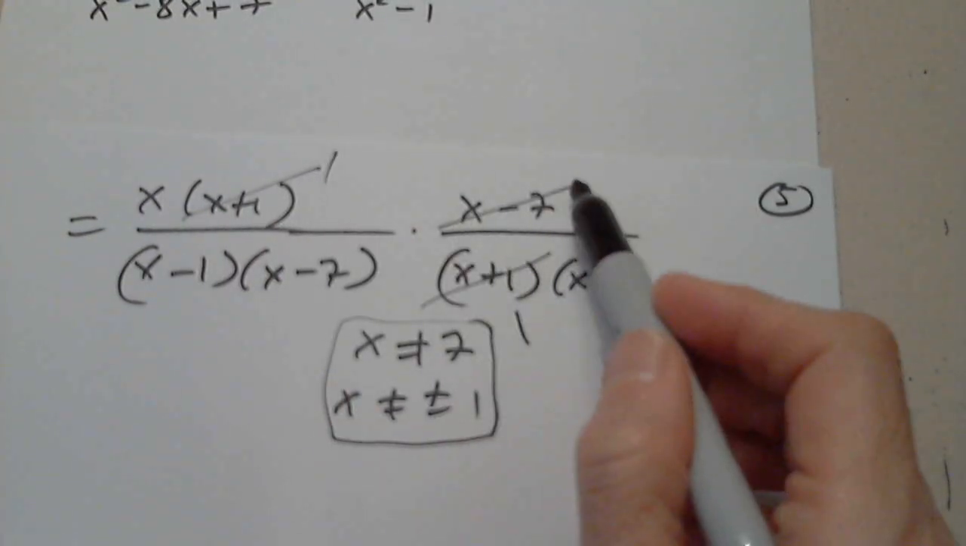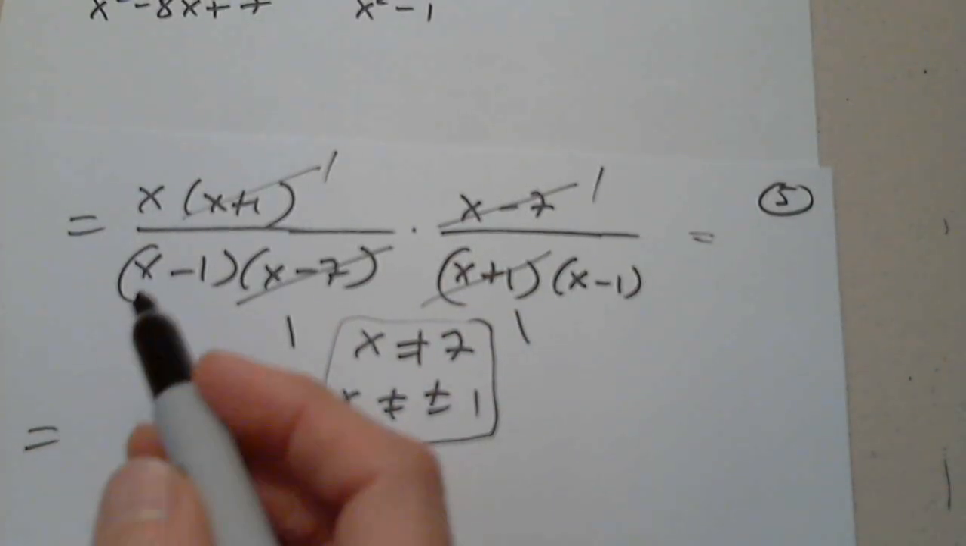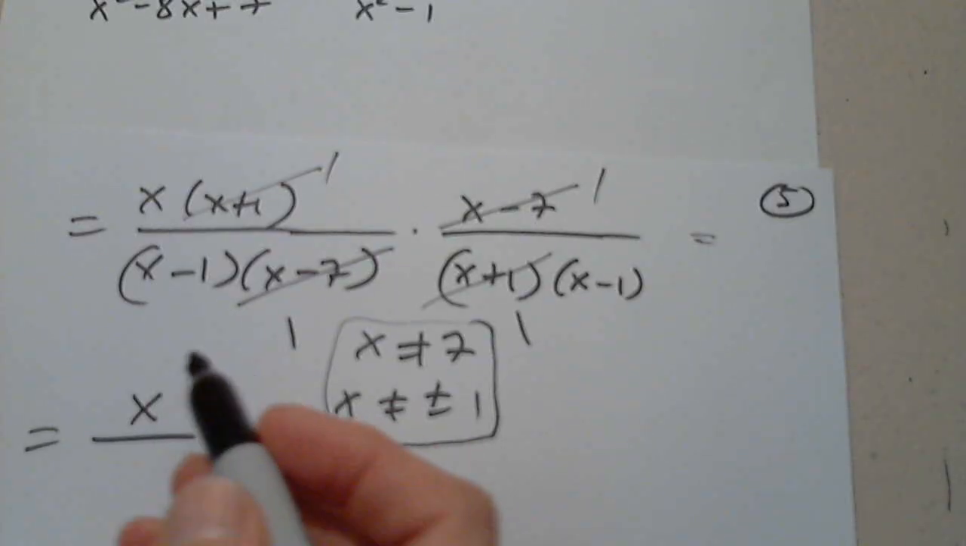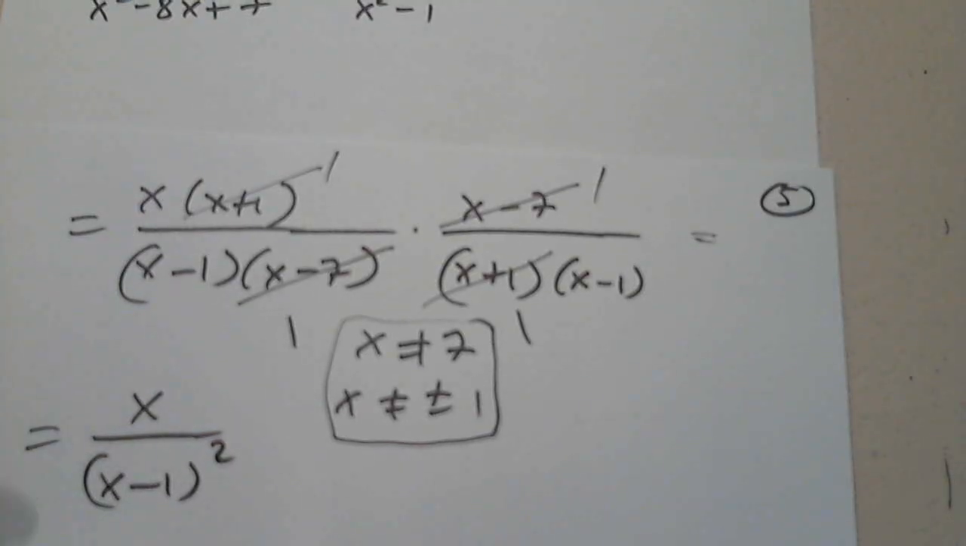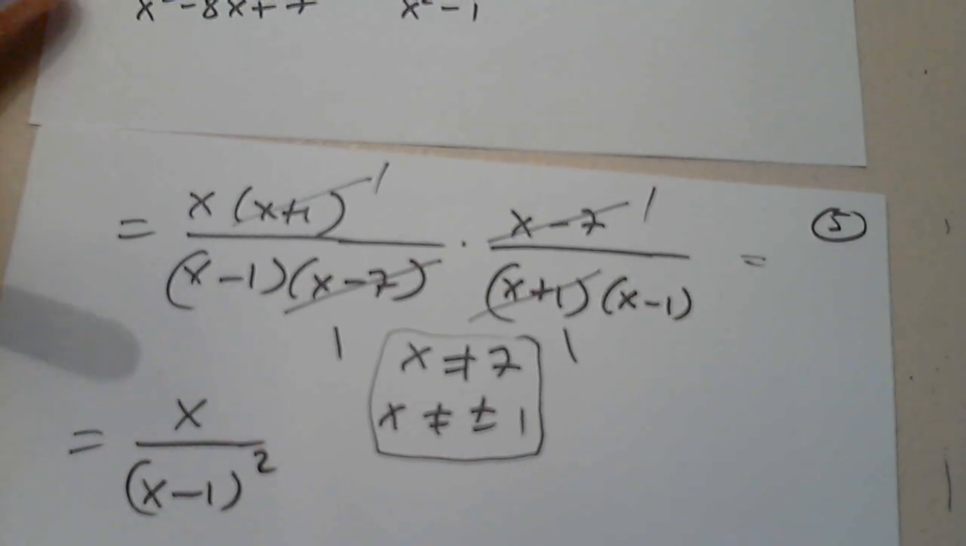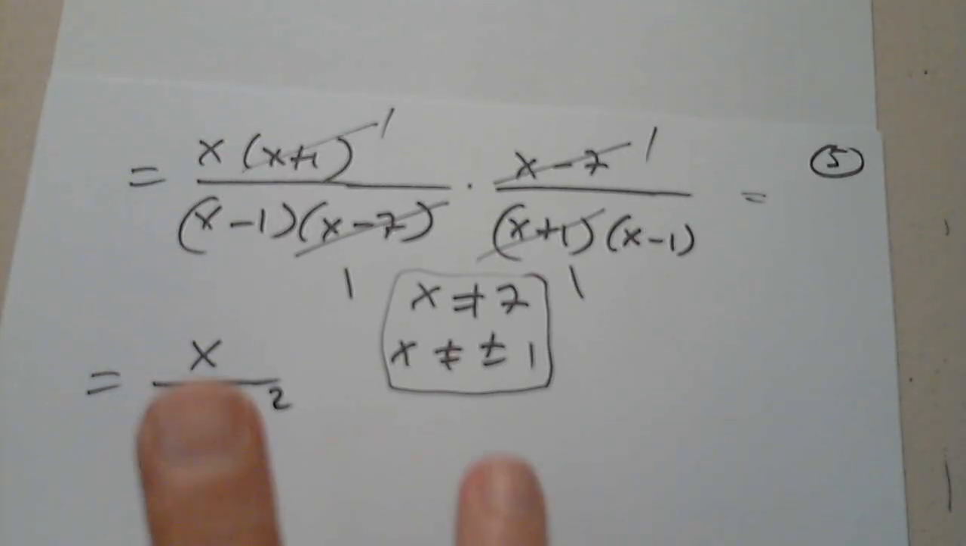So I simplify, and there is nothing else I can do. X with 1s and negative 1 and x minus 1 squared, and that's it. There is nothing else I can do here. The correct answer is this.